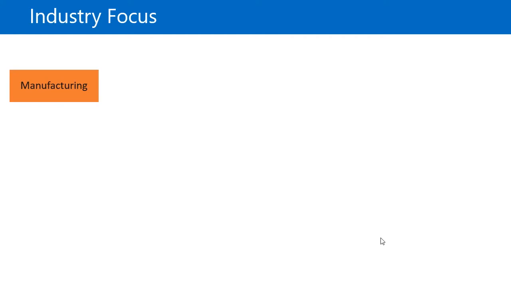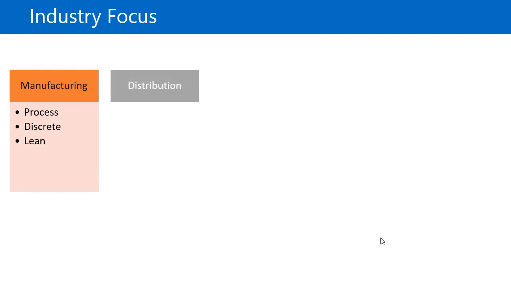First, we'll start with manufacturing. Dynamics 365 for Operations provides rich functionality for production control and master planning in process manufacturing, discrete manufacturing, and lean manufacturing environments. To top it all off, you can use a blended approach and use all 3 technologies and methodologies in one implementation.